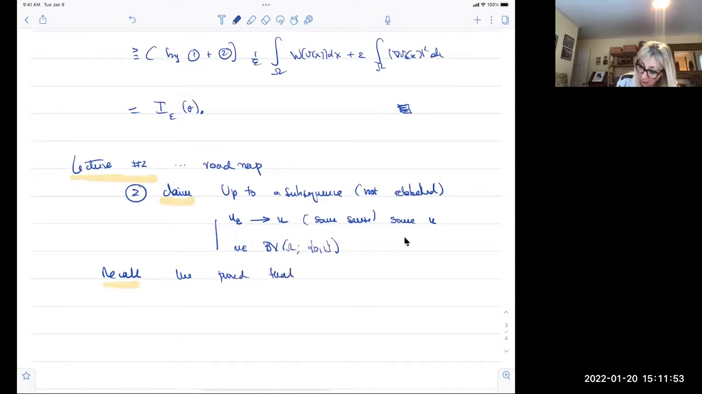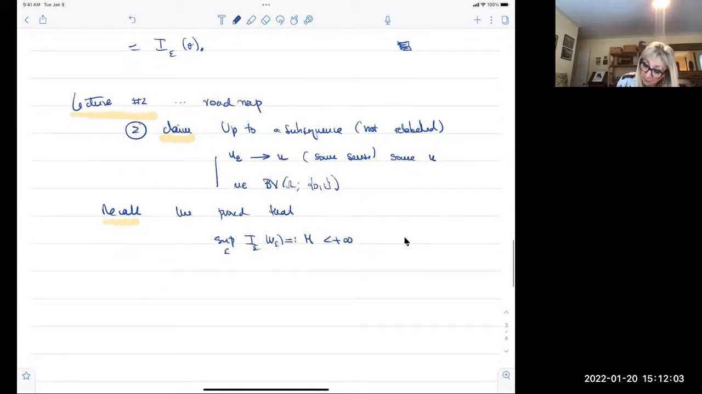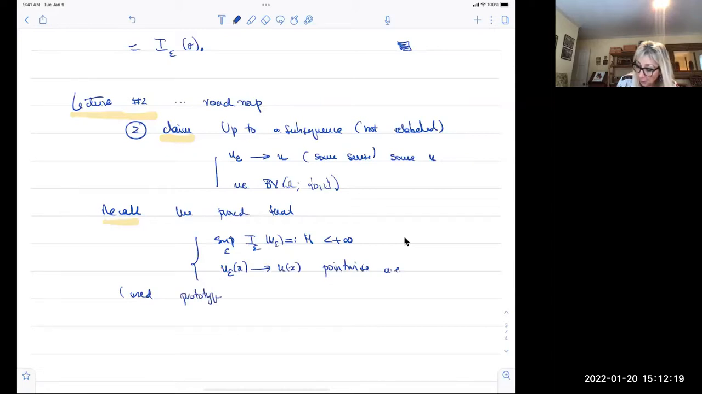We proved that if you had the sup over epsilon of I_epsilon of u_epsilon, which I would call a certain number M, if I would have that finite, and if I had that the u_epsilons were converging to some u pointwise almost everywhere, then we proved, and here we used a prototype I call W(t), which was something like t squared times (1 minus t) squared, and we also used Fatou's.